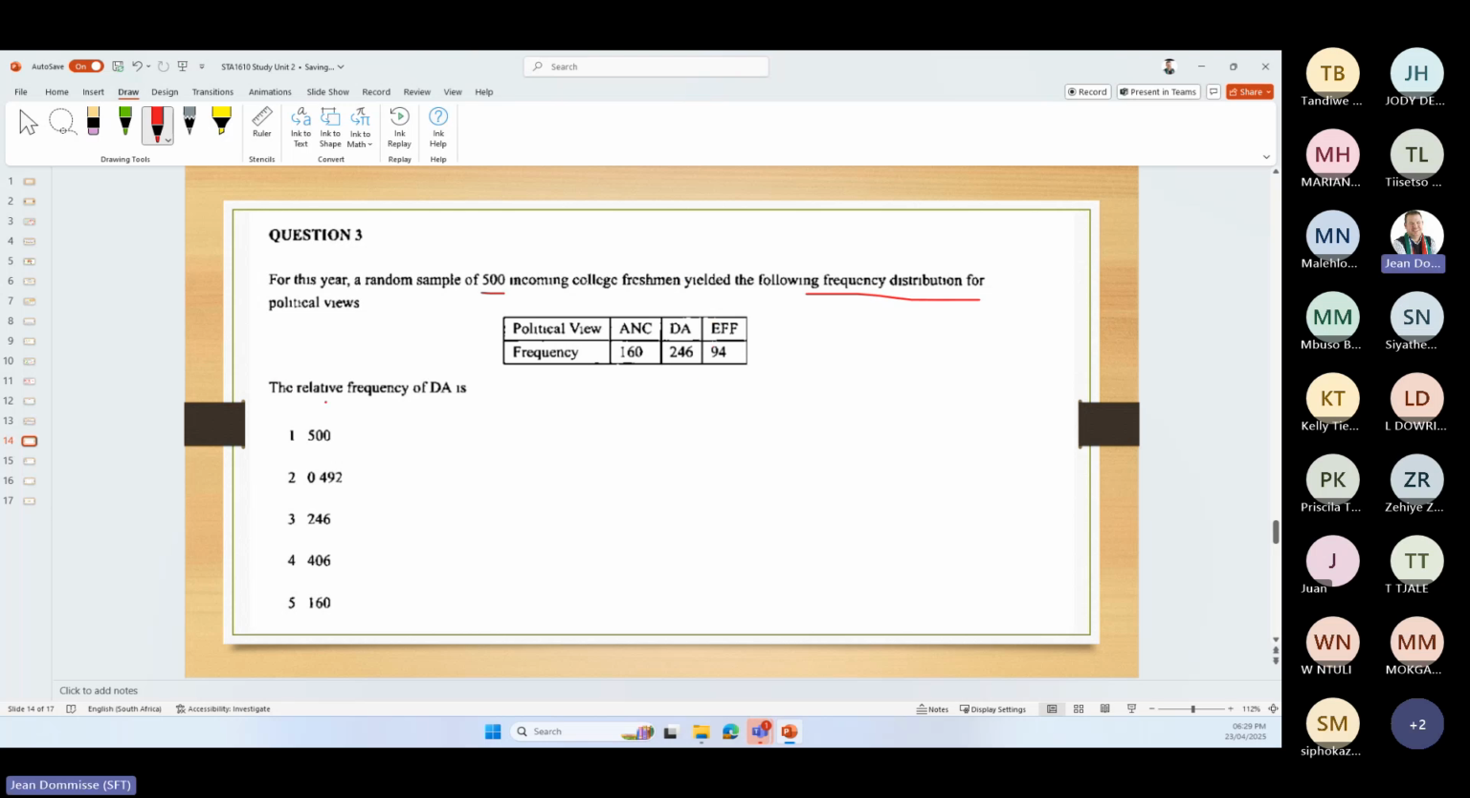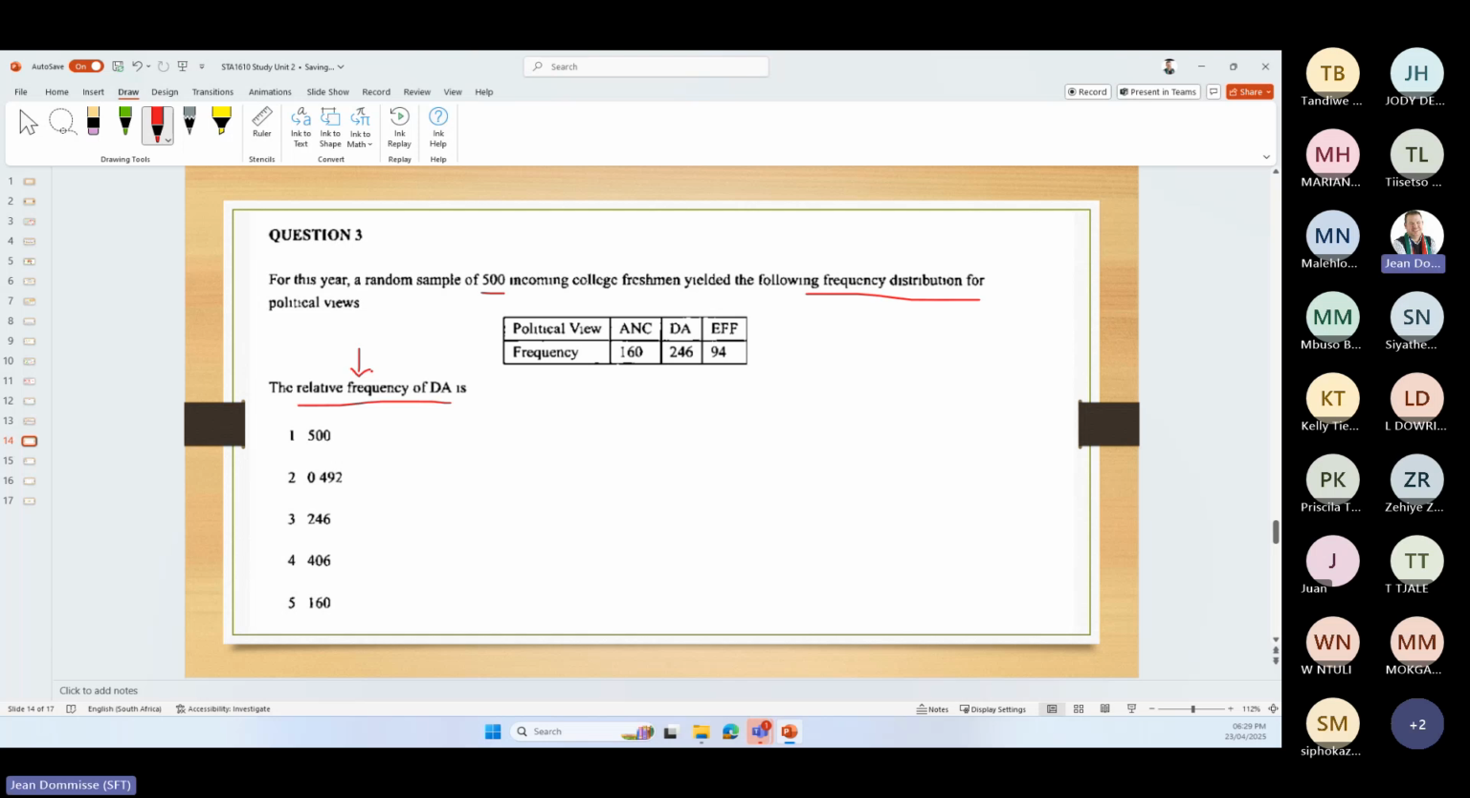And this was done in 1 year. They asked the relative frequency of the DA, and when it was still a semester subject, at the end of the year, they just threw it around a bit and asked what was the relative frequency of the EFF. So they just used the same question, changed it a bit. So let's first see, what does relative frequency mean?